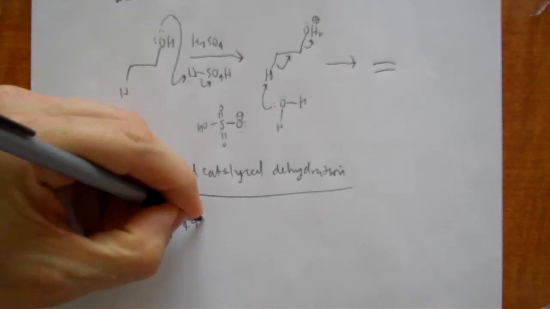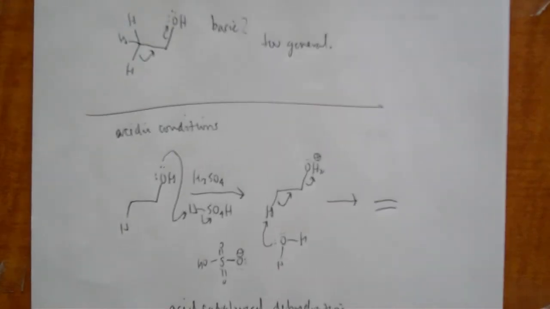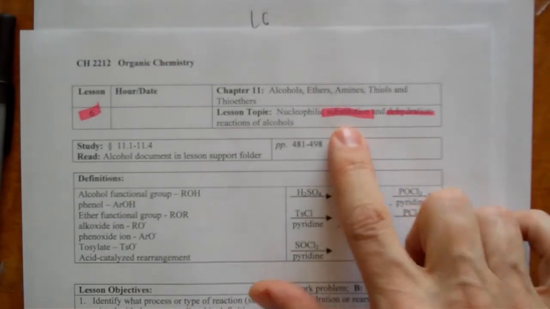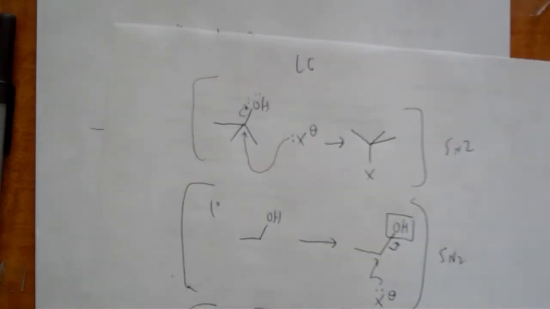Top of page 498. And I'm going to let you look at that on your own. Okay, so that's lesson 6. What we had for lesson 6 was substitution and dehydration. And in both cases, we had to make this leaving group better.